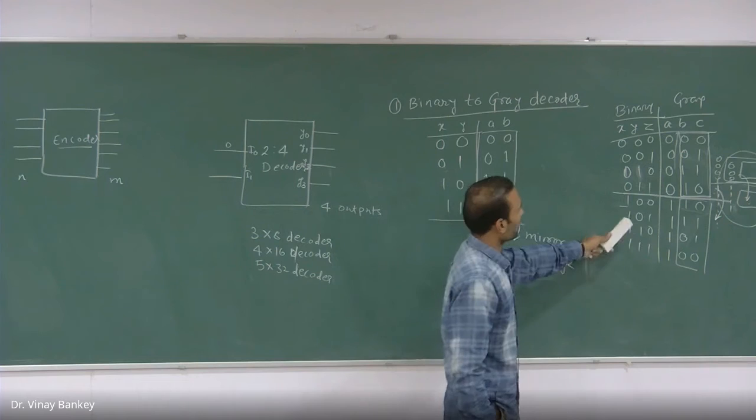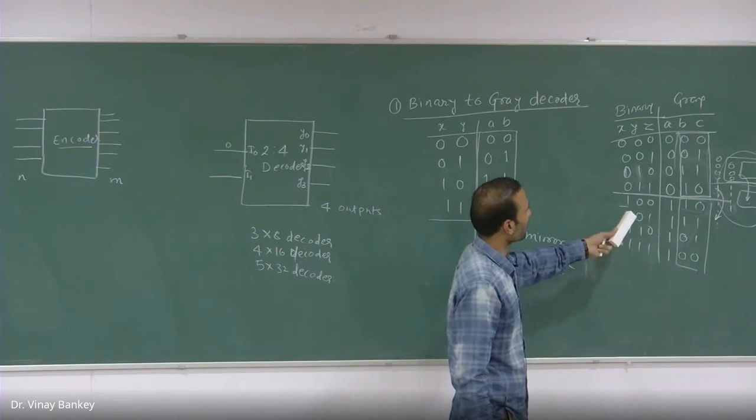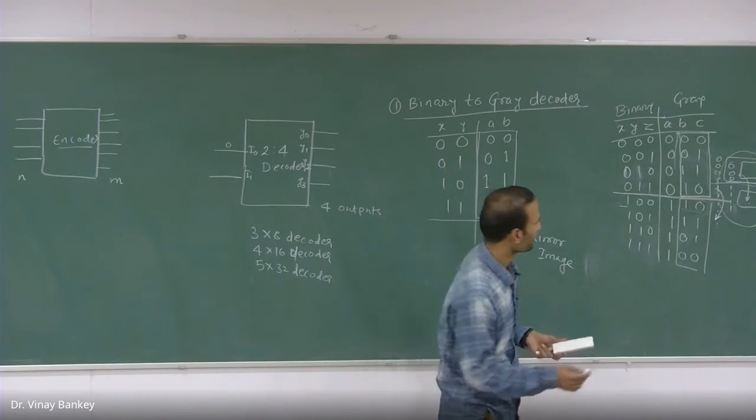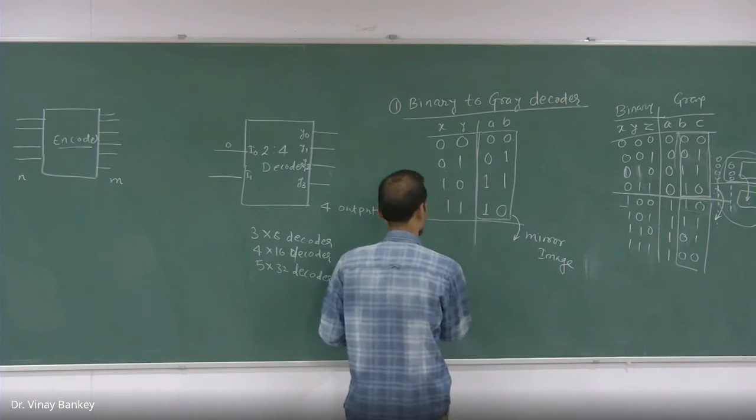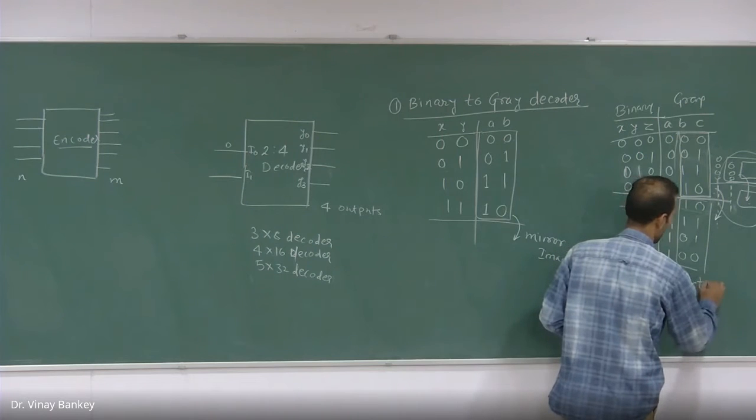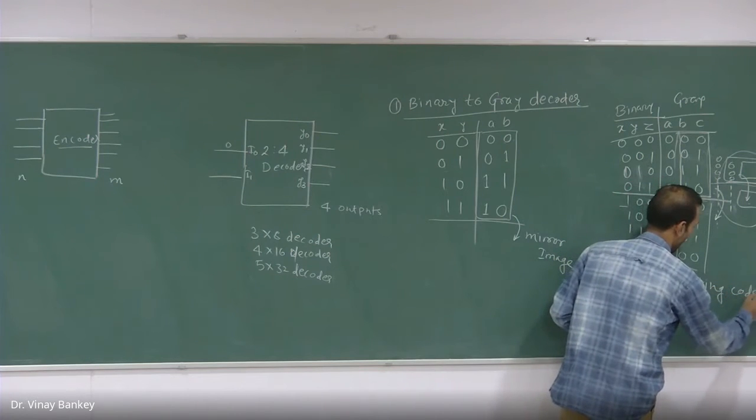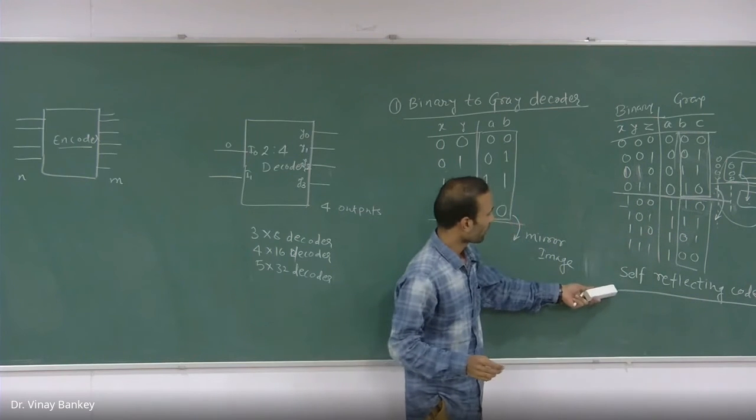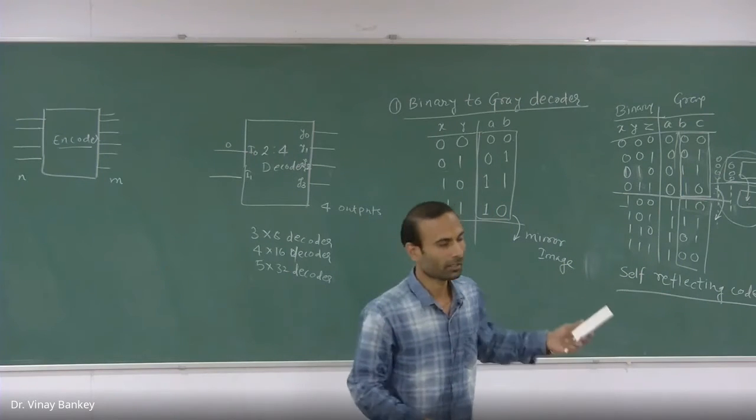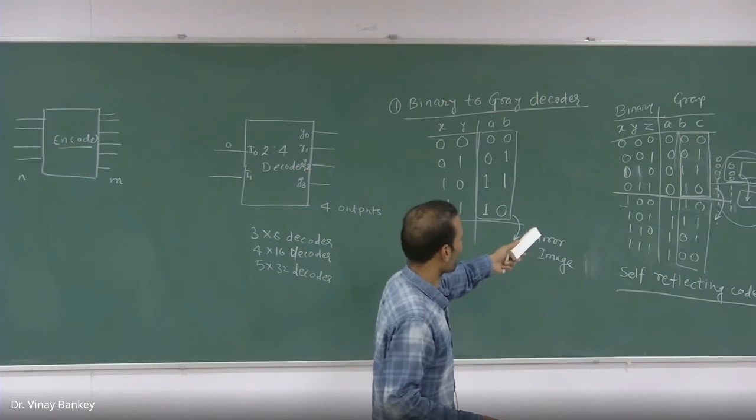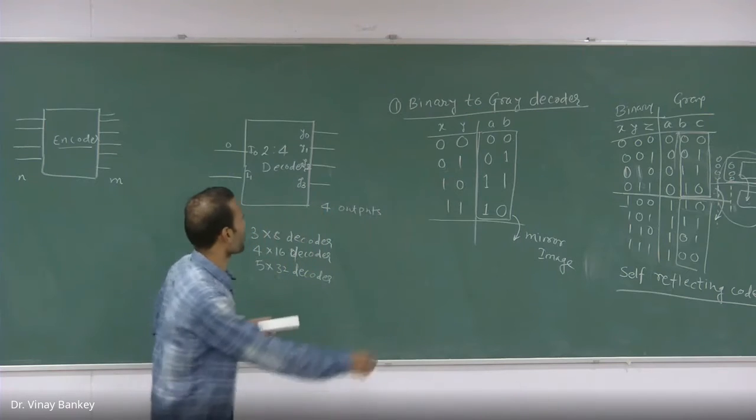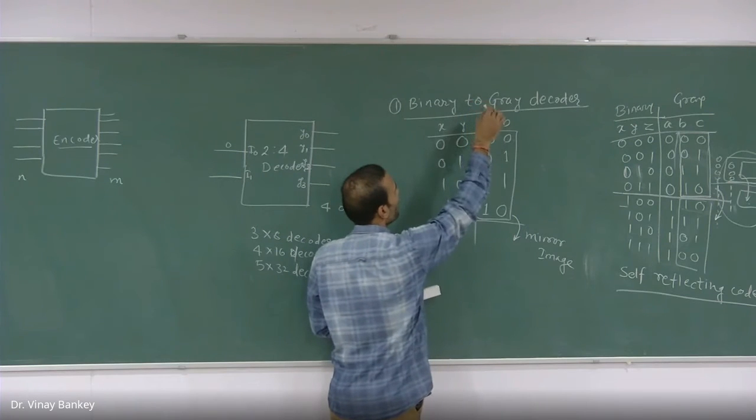And this property of gray code says that gray code is self-reflecting code. What do you call it? Self-reflecting code. So gray codes are self-reflecting codes. And why do we call this self-reflecting code? Because they have the mirror image property, and we can represent the higher order code with the help of taking the mirror image. Correct.